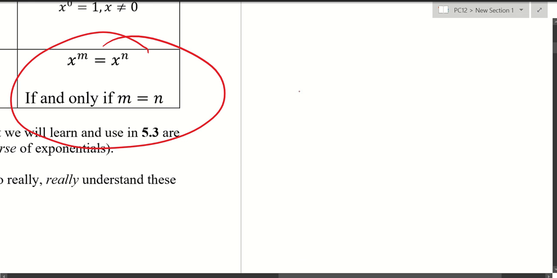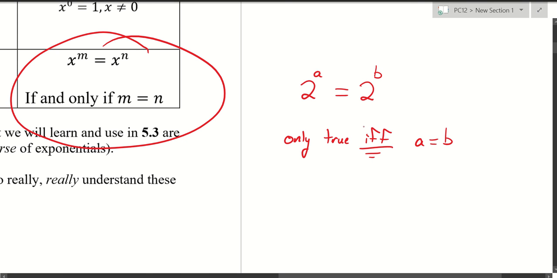Well, let's say you have 2 to some power a, and that is equal to 2 to some power b. Now, this is really only true if a is equal to b. If in math you read this word, if, with two f's, that's really just code for if and only if.